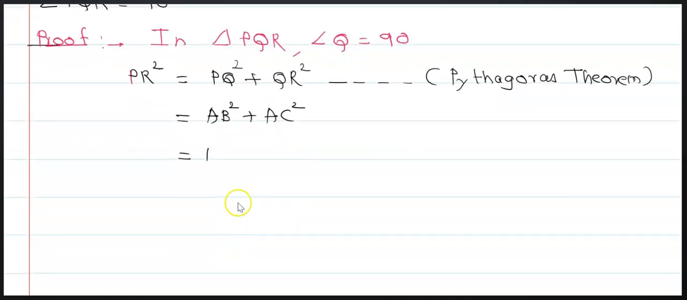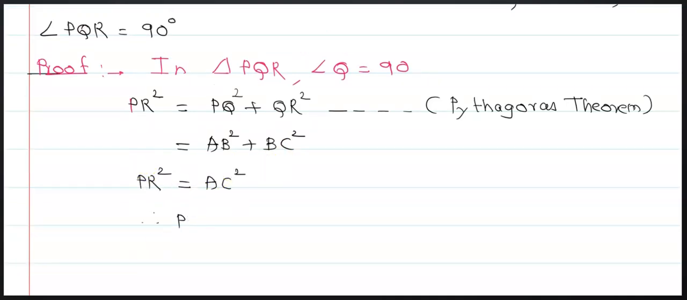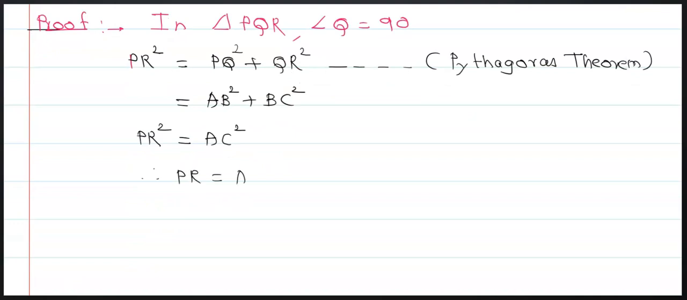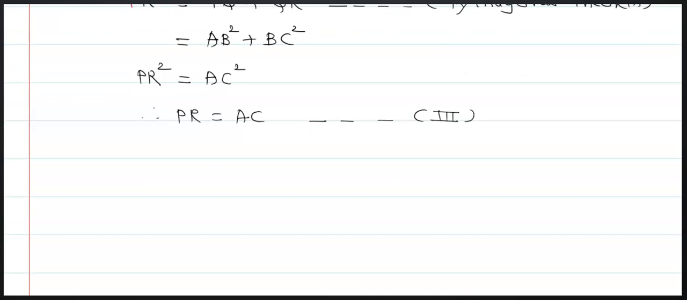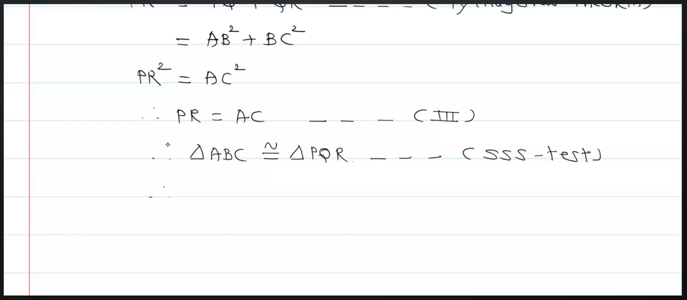This is the AC square. That is, this is the BC square. This is nothing but the AC square. Therefore, PR is equal to AC. It means that all the three sides of the triangles are congruent. Therefore, triangle ABC is congruent to triangle PQR by the SSS test.